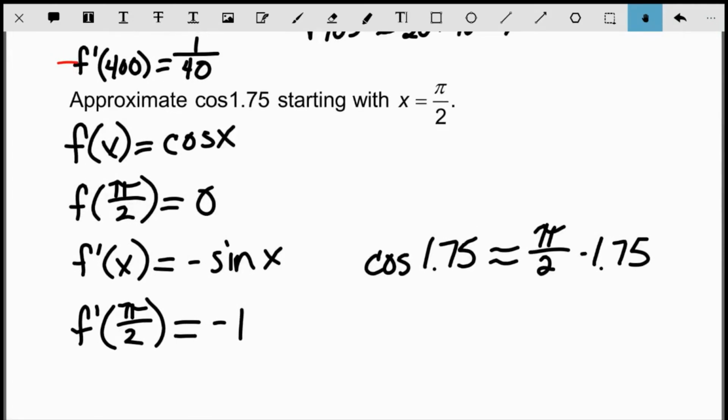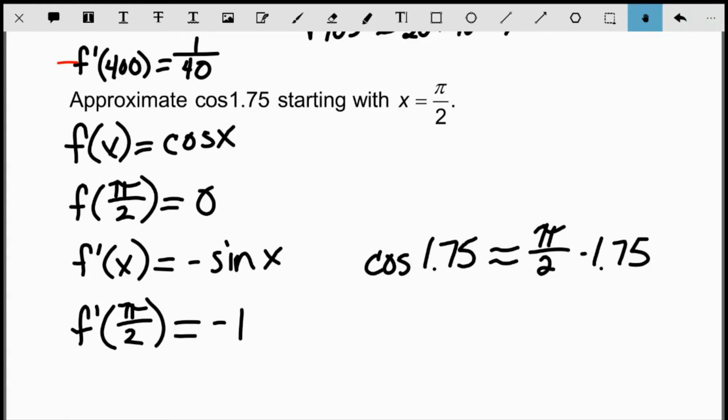All right, so then for the last one here, it was cosine 1.75, and we're supposed to start at x equals pi over 2. So this one, they made it pretty clear what they want you to do. We're going to use the cosine function, and we're going to have a center point at pi over 2. So I didn't show all the steps this time, but I just wanted to show you the main idea. So my function is cosine x. My function at pi over 2 is 0. My slope at pi over 2 is -1. Then I can write the equation of my tangent line, and we get this value of pi over 2 minus 1.75. And you would see that that's pretty close to what the cosine of 1.75 is.